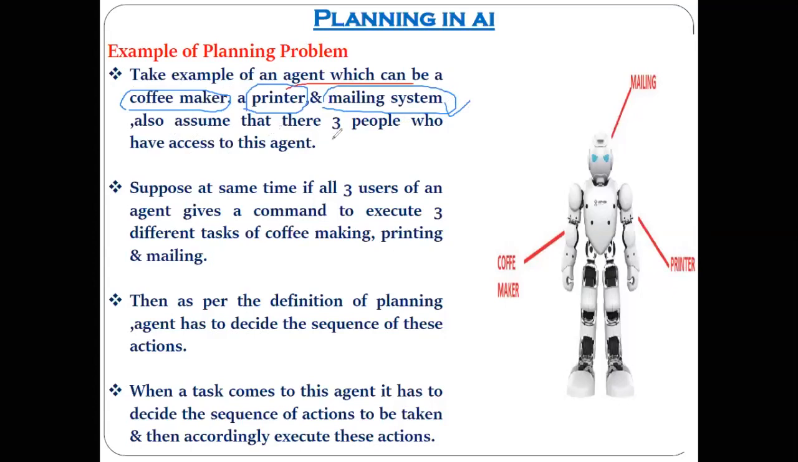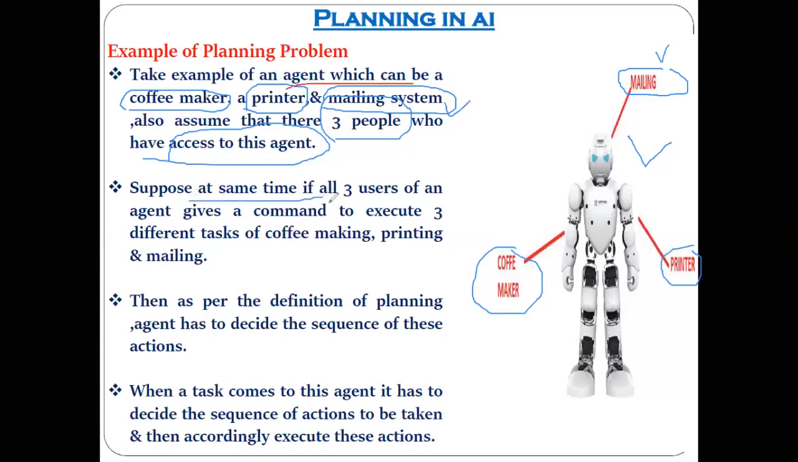We also need to assume here there are three people who have access to this agent. Understood? Now what can this AI agent do? This AI agent can do the mailing, this AI agent can make coffee, and this AI agent can also give the printing facility. Print. Understood? Now consider, at the same time, all these three users of the agent. How many users? Three users, as we three are.